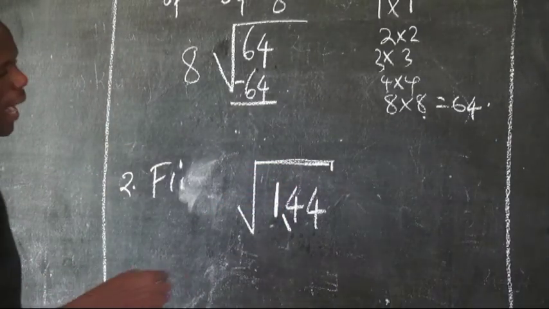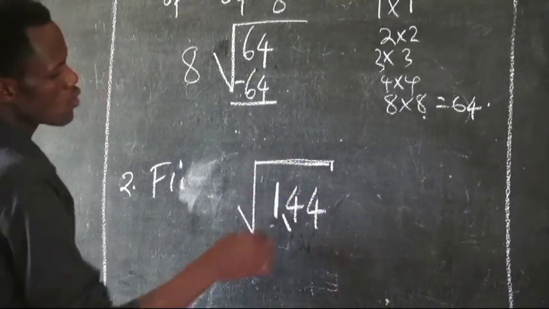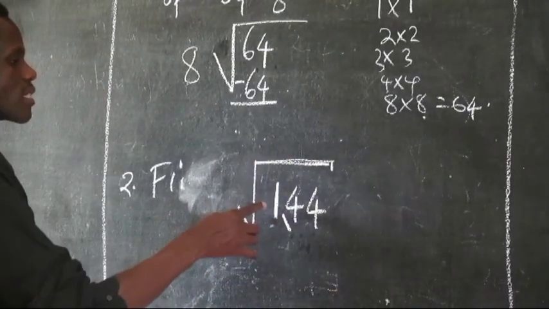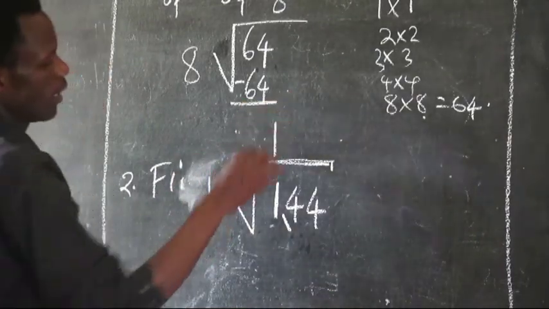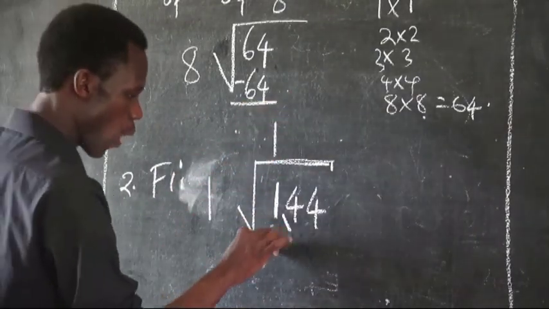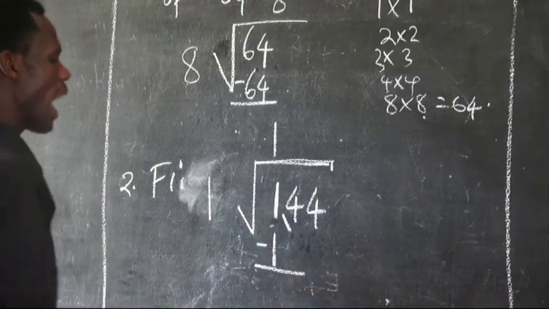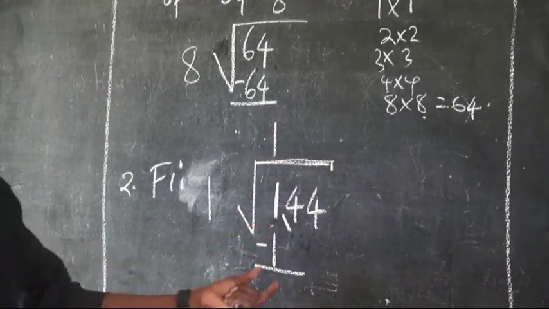But you think of the number that will multiply by itself so as to get 1 or the nearest number to 1. Therefore, it is 1 times 1. Now, 1 times 1 is equal to 1. Now, minus. Now, it is over now.